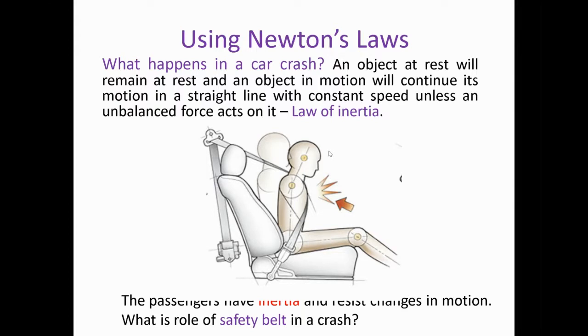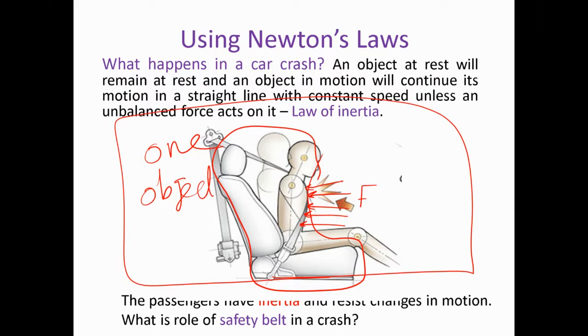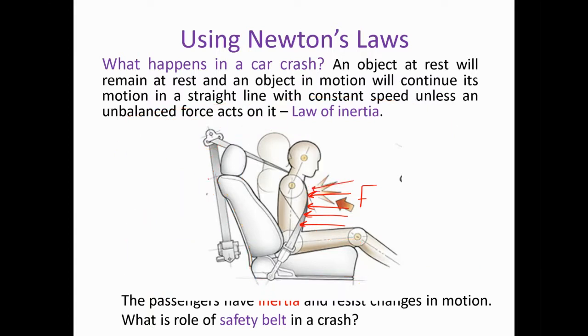So here we need the seat belt, because the seat belt will apply a force on your body. This force will keep you and the seat as one object. And of course, the seat is part of the car, so it will keep you and the car as one object. It will prevent your inertia, so you will not hit any part of the car, and you will not fall out of the car. Okay, guys, so this is the function of the seat belt.